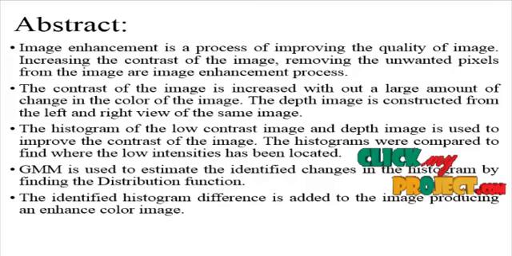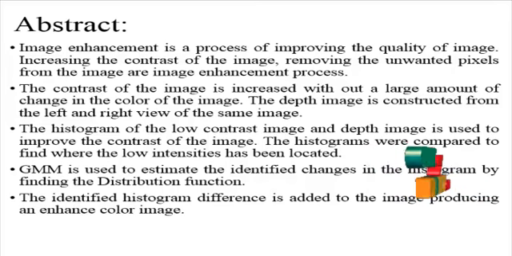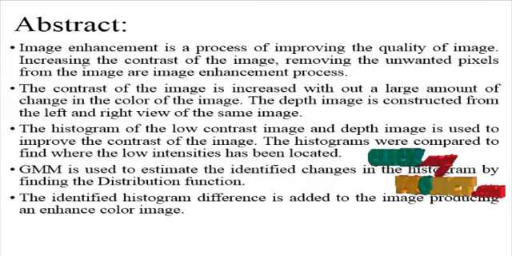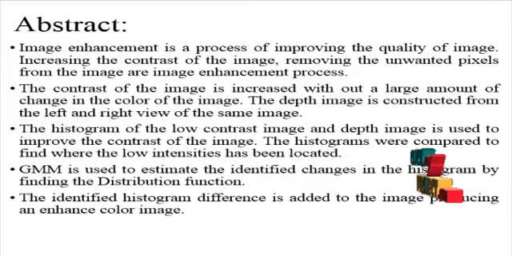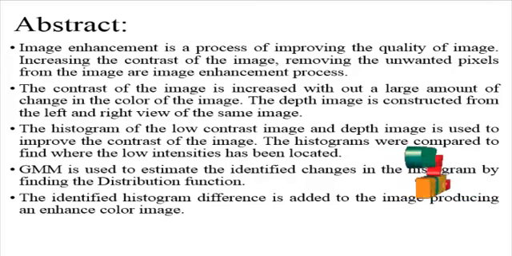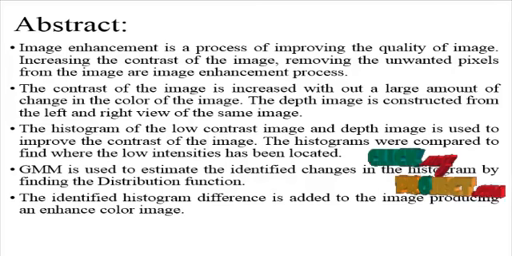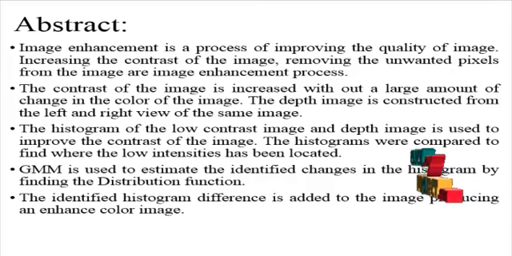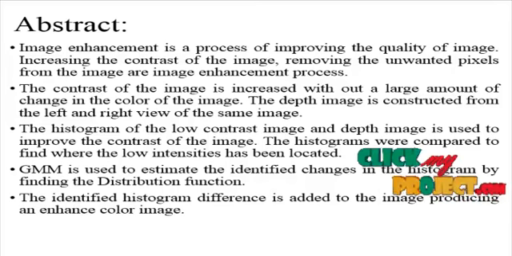First we construct a depth image using the left and right views of the same color image. Then we calculate the histogram for the depth image and the low contrast image. Now we find where the histogram has to be modified so that the image looks enhanced. For that we apply GMM estimation to find the pixels that need to be replaced.